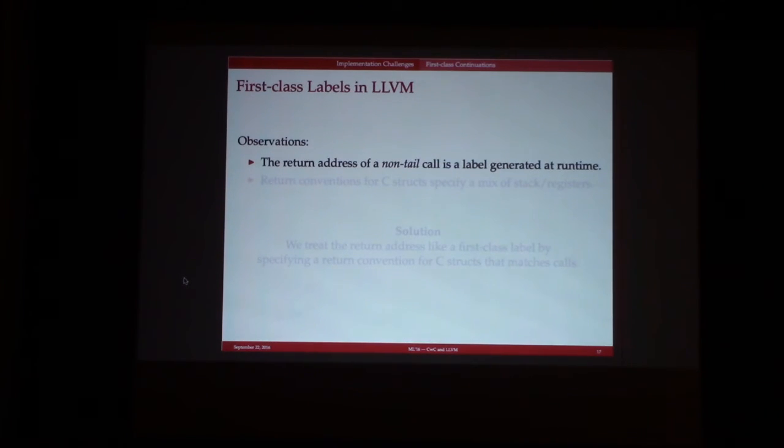Also, first-class label support in LLVM is not something that you can really expect, because it violates some assumptions about how SSA works, because you have an edge from an unknown caller coming into the middle of a function.